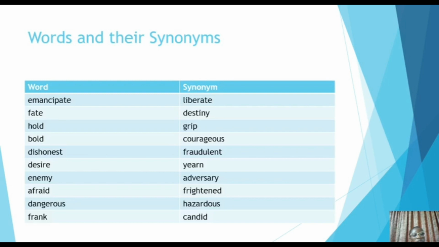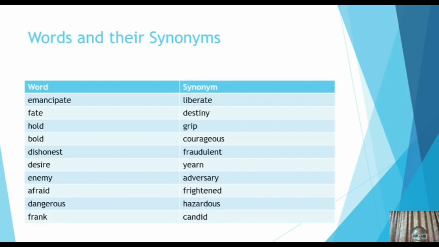So now we're going to look at some words and their synonyms. The first word we have here, emancipate. That means to free from something. Another word that we can use if we do not want to use emancipate is liberate. We have fate. Here, fate refers to predestination. And the synonym here is destiny. We have hold and we have grip.